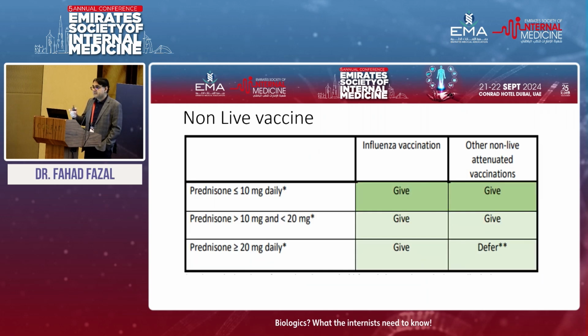Steroids, this is very important. You can see here that for patients who are on more than 20 milligrams of prednisolone daily, the only thing is that if you are giving them any other non-live vaccine besides the influenza vaccine, it is better to defer it till their dose is less than 20 milligrams. This is again to do with the efficacy of the vaccine rather than any side effects.